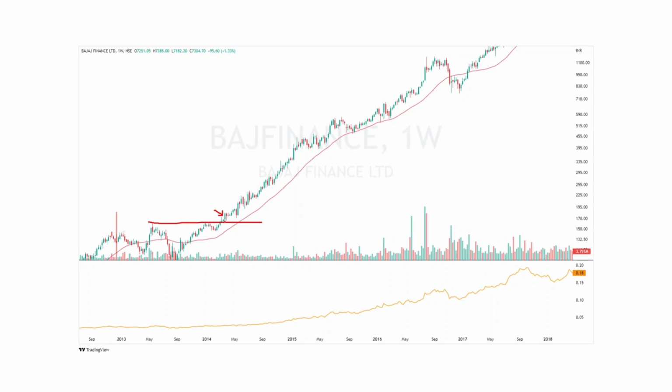At 160, you see it has formed a very smooth stage 2 where it was tested only once. From 2014 up till 2016, and then finally in September 2016 it violated the 30 weekly moving average, and we can exit here because it formed a small stage 3 structure. We don't know if it will go further down, so we want to protect our profits, and this is the point where we would have exited.